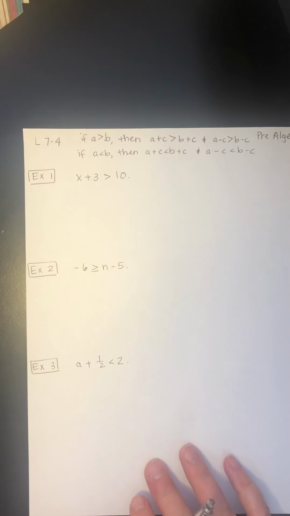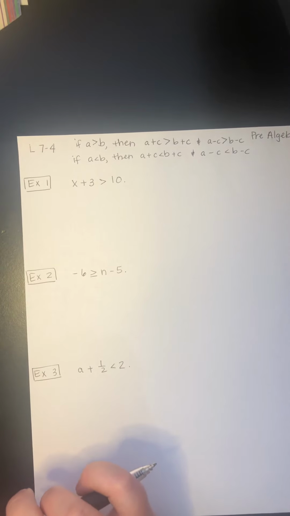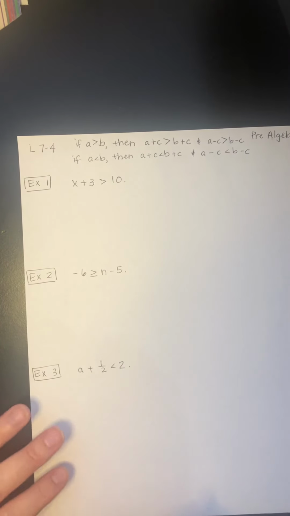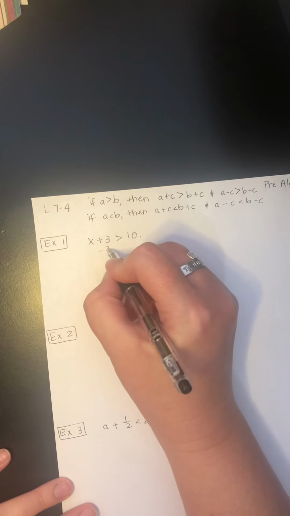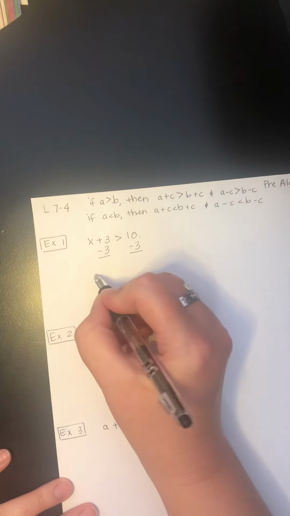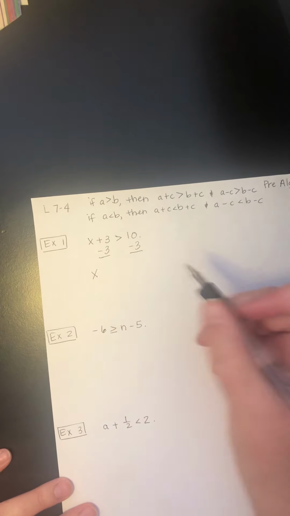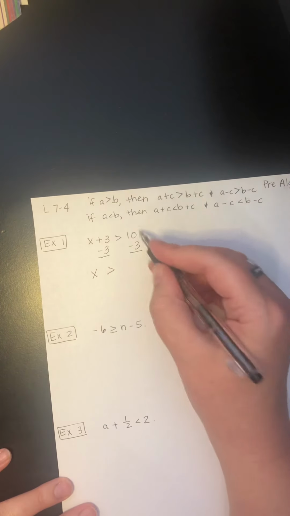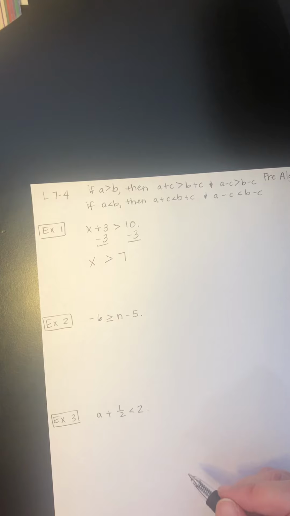Example 1, x plus 3 is greater than 10. They ask us to solve it and to check our solution. So to solve, we're going to subtract 3 from both sides, because we want to solve for x. On the left side of the inequality, we have x. 3 minus 3 is 0. Don't forget your inequality sign. And 10 minus 3 is 7. So our answer is x is greater than 7.